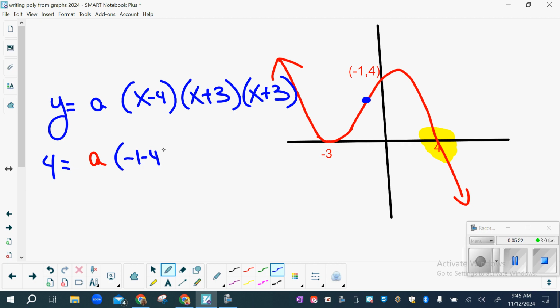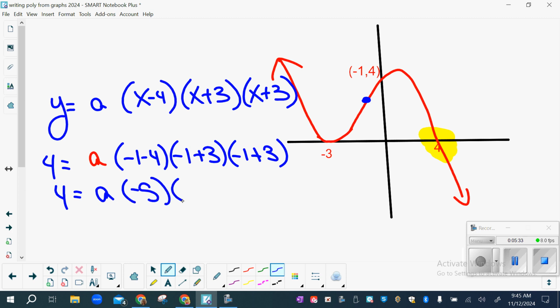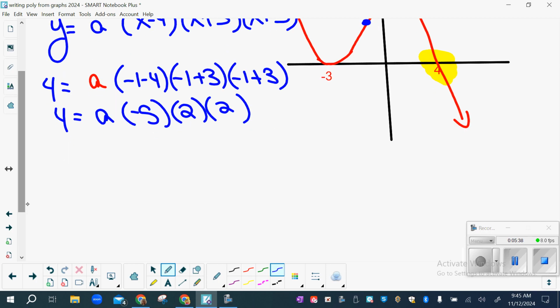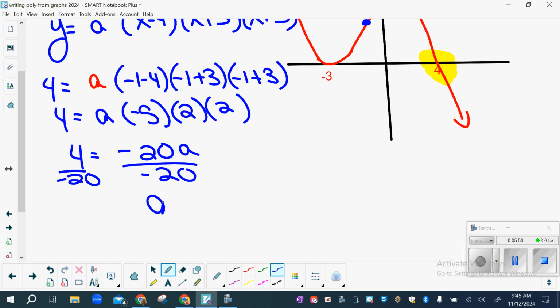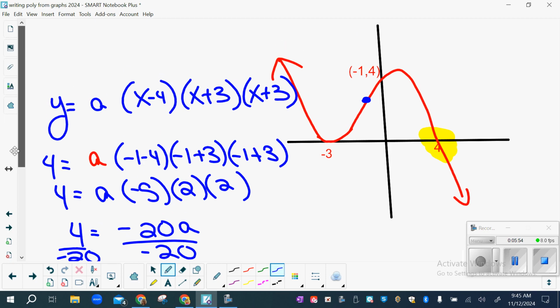-1 minus 4, -1 plus 3, -1 plus 3, yay. 4 equals A times -5 times 2 times 2. 4 equals -20A. Divide by -20. Divide by -20. A equals -1/5. Okay, so here's what.